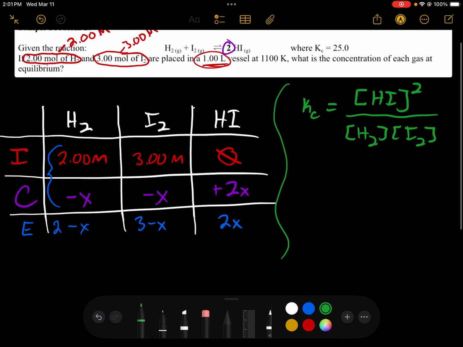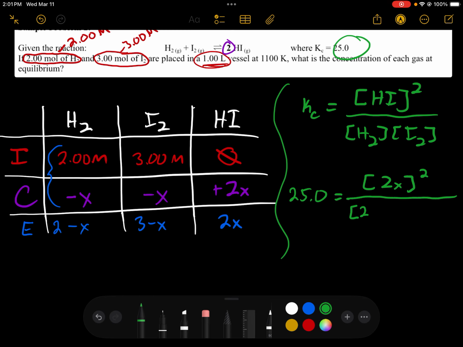So given our Kc value is 25, we're going to say that 25.0 is equal to, on the top, our 2x squared. And on the bottom, we have our 2 minus x and our 3 minus x.